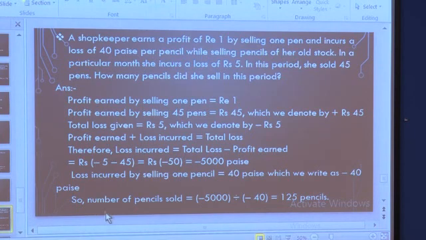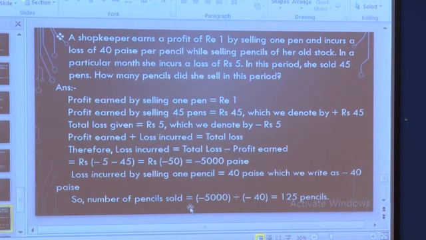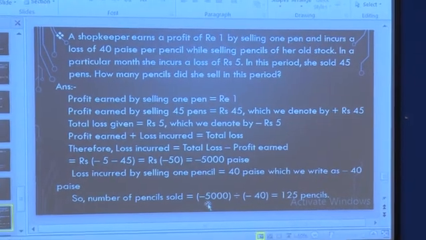The number of pencils sold, which we have to find, is equal to minus 5000 divided by minus 40, which is equal to, the 0 gets cancelled and we have to reduce it, because in the previous example we had learned that. So, it will be 125 pencils. I think everyone has understood. Please try to solve at home, read it again, create your own word problem and try to solve it.